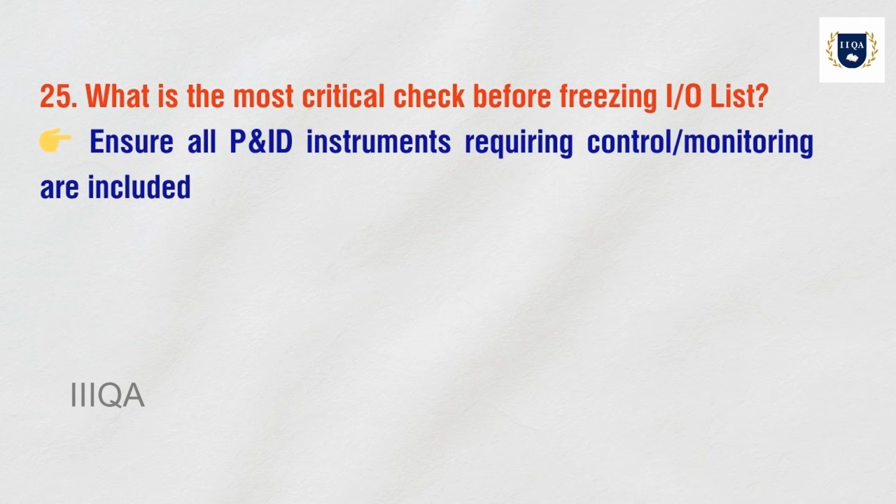What is the most critical check before freezing I/O list? Ensure all P&ID instruments requiring control and monitoring are included.